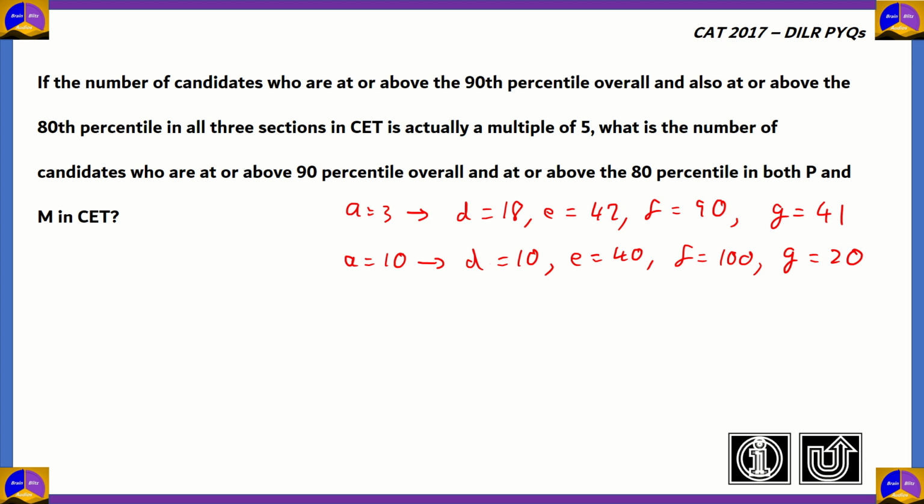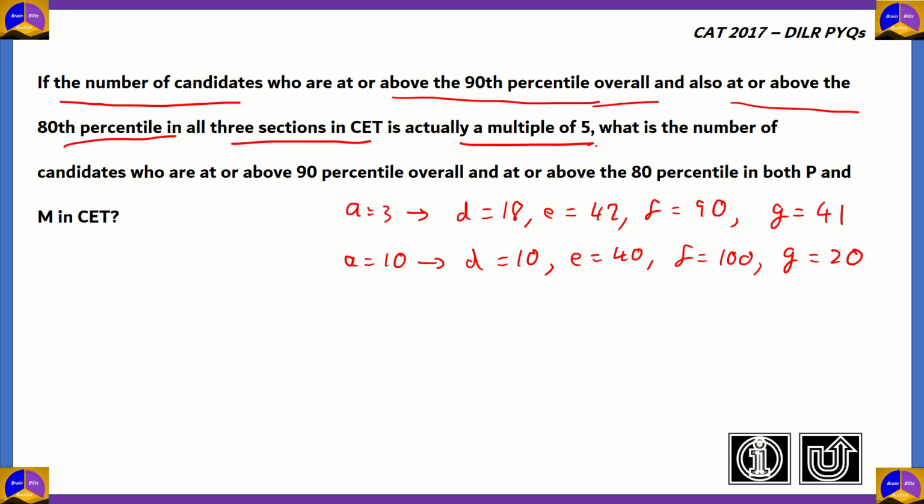Now, why did we write that for question 2? Because it directly relates with the answer that we need to be looking for question 2. Now, what does question 2 say? If the number of candidates who are at or above the 90th percentile overall and also at or above the 80th percentile in all 3 sections in CET is actually a multiple of 5. Now, what does that mean?